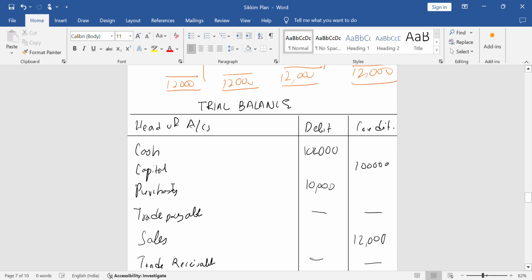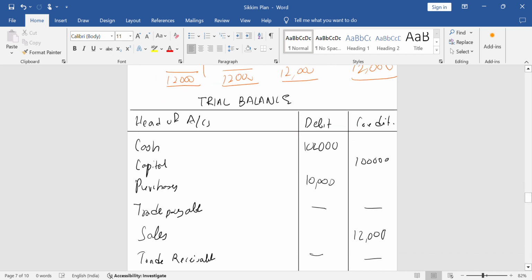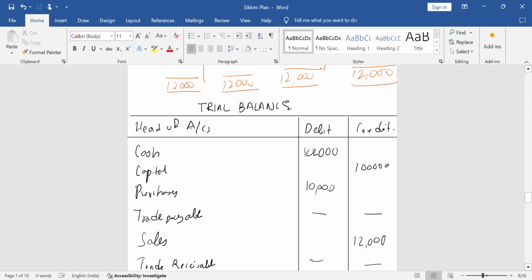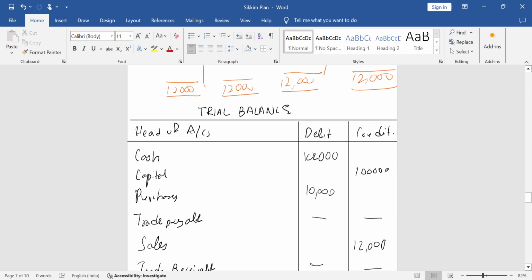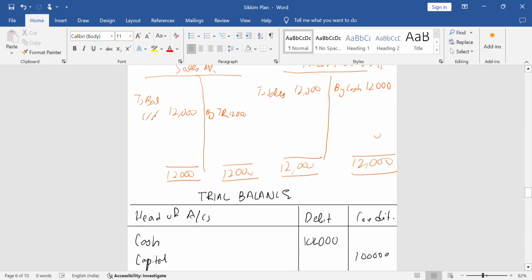Whereas capital is related to credit side. You remember the rules that I've taught you. Under the debit heading, you will always have assets, expenses, losses, and drawings. Whereas in case of credit, you will have capital, income, gains, and all the profits you make, and all the liabilities as well. So accordingly, we'll use that rule for making the trial balance. So we saw capital account was to balance carried down 1 lakh rupees, so we took it here.